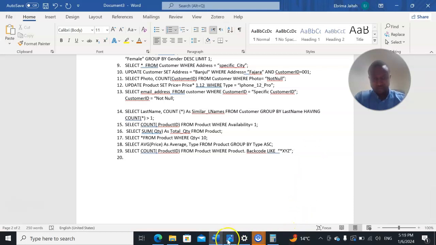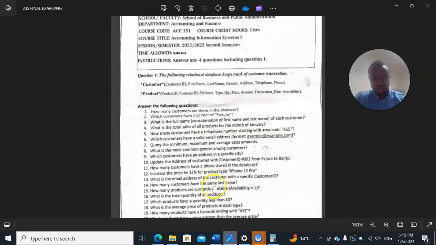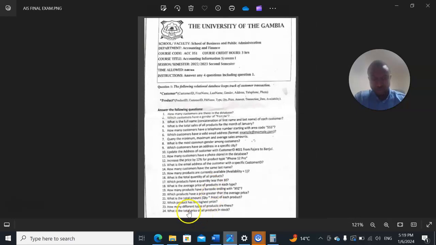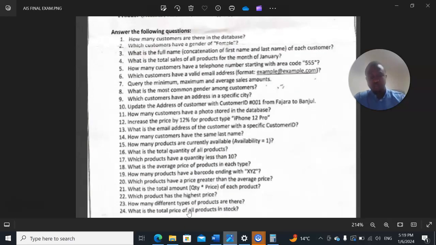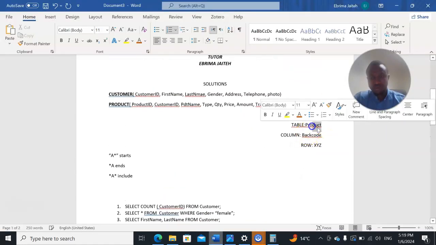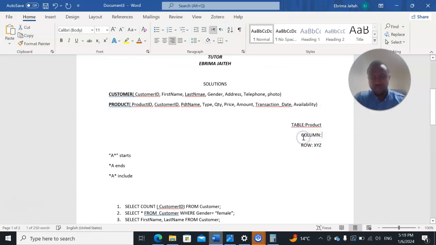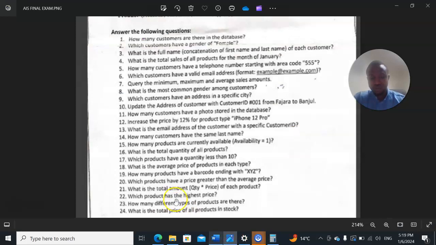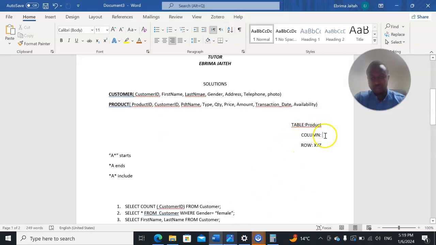Number 20 says which product have a price greater than average price? Which products have a price greater than the average price? So when you talk about which product, we are talking about product table. Price is also product table. So greater than the average price, still now we are talking about product table. Okay, so let's try to identify the tables here. We have product table. Okay, now which column do we need here? Which product have a price greater than average price? So still now we need what? Price column.